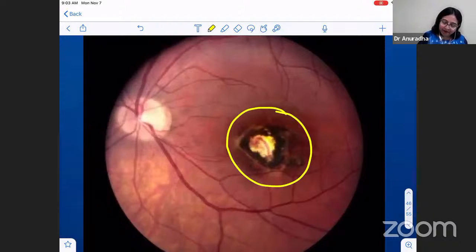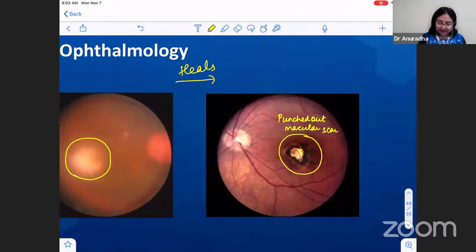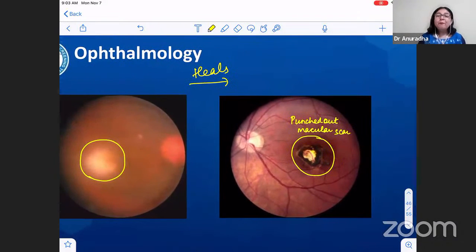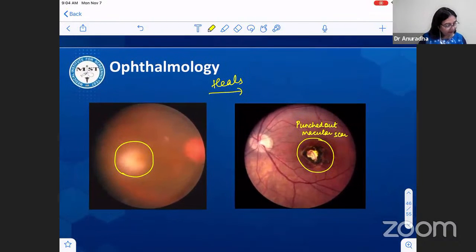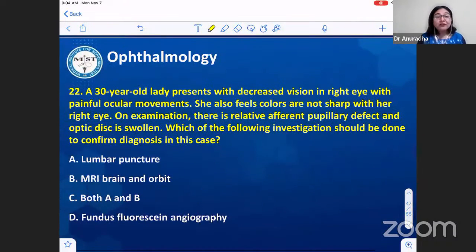So when it heals, it can leave a punched out macular scar. That is again seen in cases of toxoplasmosis, punched out macular scar. Yes, Dr. Masood, it's the same thing. Toxoplasma is the most common cause of posterior uveitis. Okay, right. Moving on to the next question, beta.